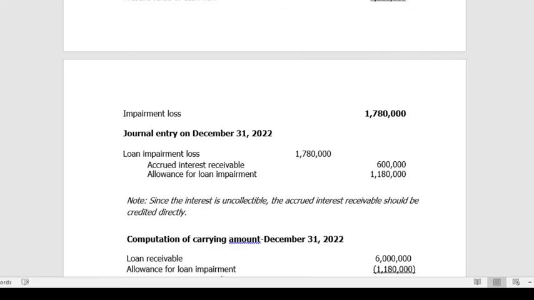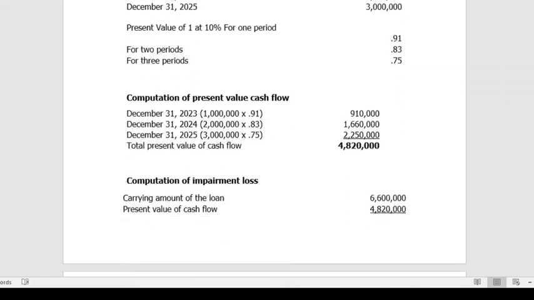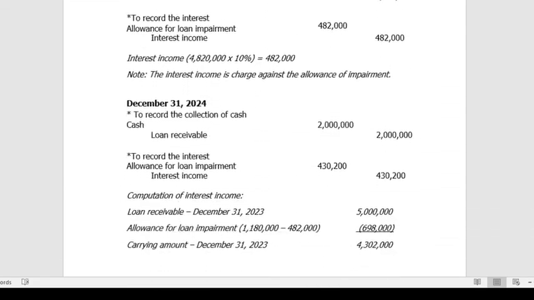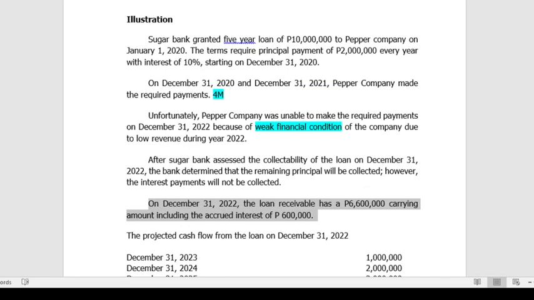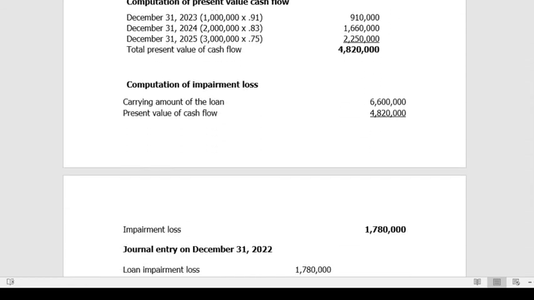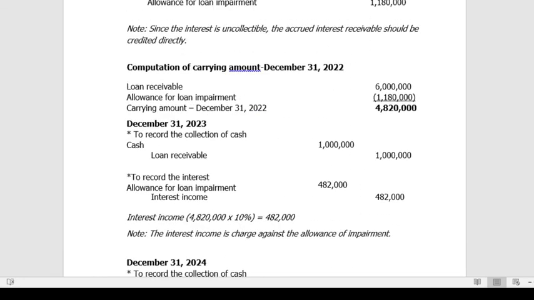Bakit ini-eliminate itong accrued interest receivable? Because ang sabi doon sa assessment on December 31, 2022, wait lang. Yung nabasa ko kanina, ang sabi, the interest payments will not be collected. Kaya, i-eliminate mo na yung receivable account mo ng accrued interest receivable dahil hindi mo na pala makukolekta.